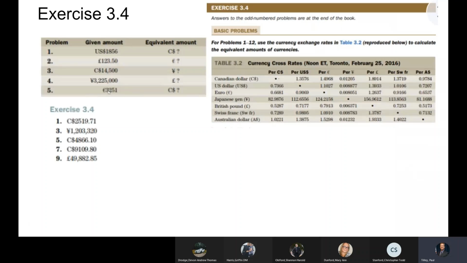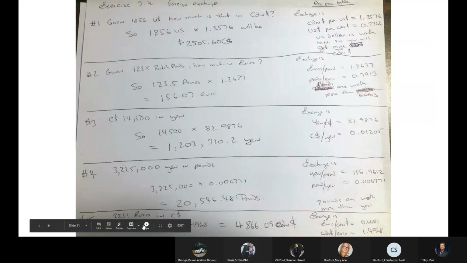So we've got 3251 euros. So the Canadian dollar then, and in this case, we know the euro is worth more than the Canadian dollar. So it's going to be a smaller amount of dollars. So that would be multiplied by 3251 multiplied by 1.4968, and that would give us 4866.09 euros.